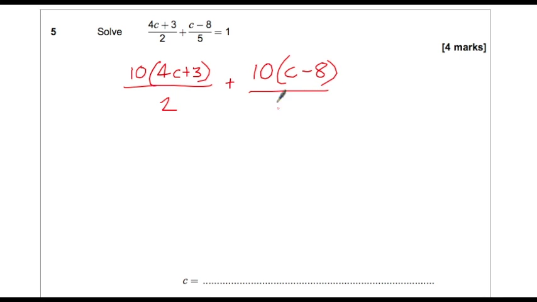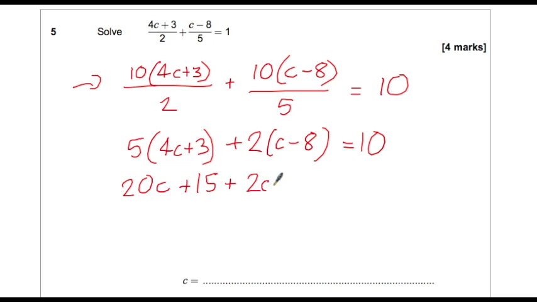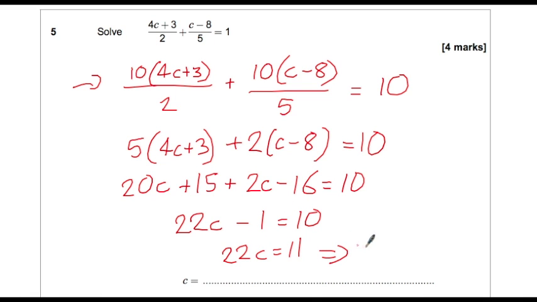So because I'm timesing everything by 10, for the fractions just the numerator gets times by that. Right, so this 10 and the 2 cancel down to 5 lots of 4c plus 3. This becomes 2 lots of c minus 8 equals 10. So now it's on one line and should make it a bit easier. As I say, you can leave this line out. So we get 20c plus 15 plus 2c minus 16 equals 10. So 22c minus 1 equals 10. So 22c equals 11. Therefore, c equals 11 divided by 22, which is a half.